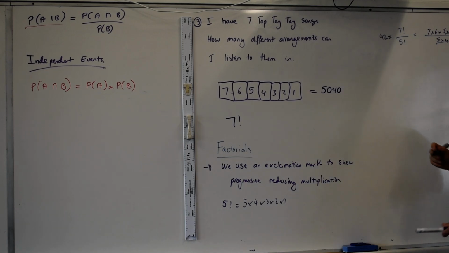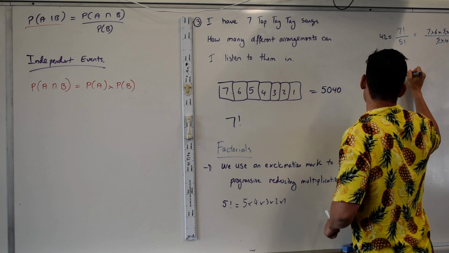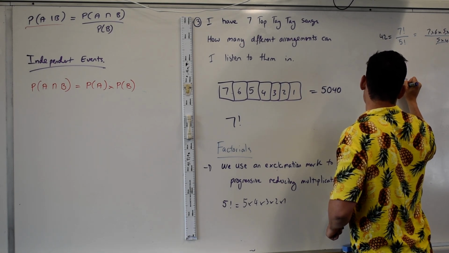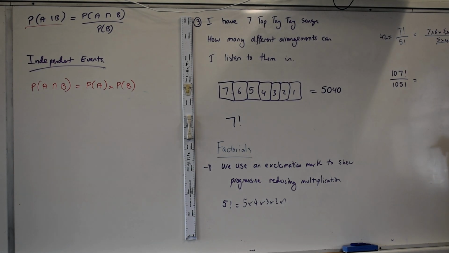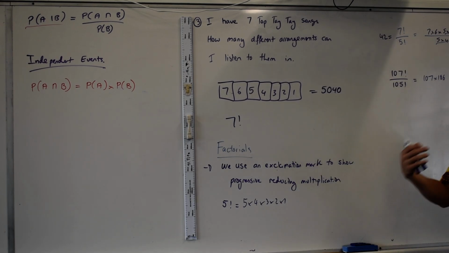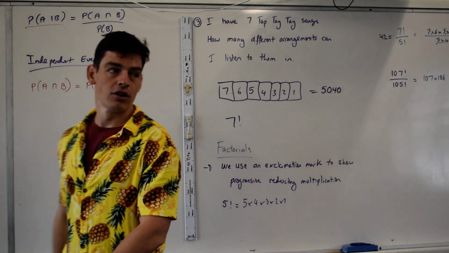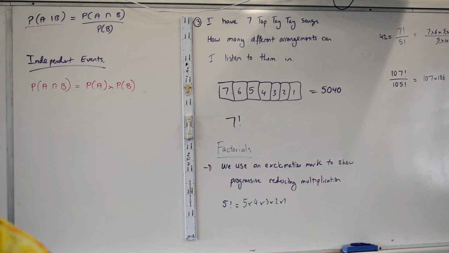So I could do 107 factorial divided by 105 factorial, and you would know that equals 107 multiplied by 106. Sweet. Or you could write out 107 times 106 times 105 times 104 times 103 times 102 times 101 times 100 divided by 105 times 104 times 103 times 102. Get the idea? Awesome, that's factorials. You can get started on the work.